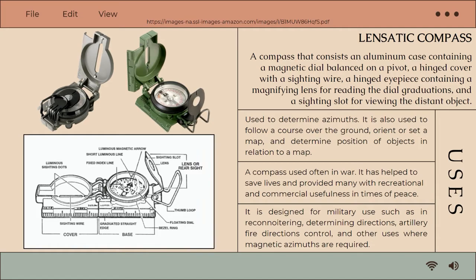It is a compass used often in war. It has helped to save many lives and provided many with recreational and commercial usefulness in times of peace. It is designed for military use, such as in reconnoitering, determining directions, artillery fire directions control, and other uses where magnetic azimuths are required. Here we have the parts of a lensatic compass. You have the sighting slot and lens for the rear sight, thumb loop, floating dial, bezel ring, graduated straight edge, sighting wire, luminous sighting dots, fixed index line, short luminous line, and luminous magnetic arrow.